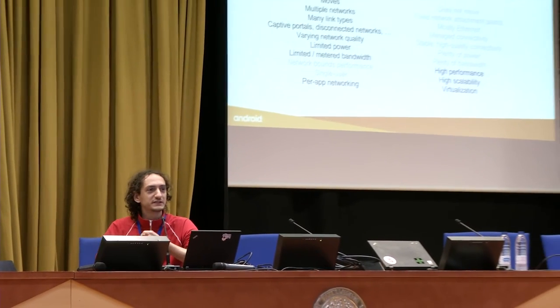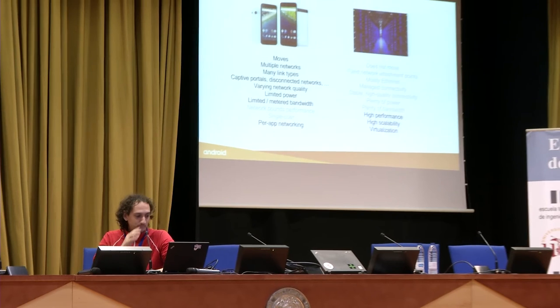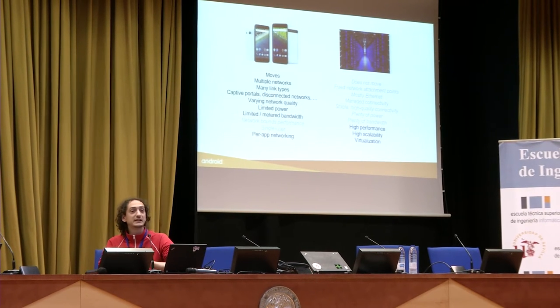The phone is very different from a data center. We do both at Google, so we kind of know. The phone moves all the time. It's connected to networks that have varying quality. It's connected to multiple networks at the same time pretty much all the time. It connects to different link types. It's got to deal with bad networks, low quality signals, fading signals, captive portals, disconnected networks that don't go anywhere, but you need to use them anyway to connect to your wireless printer. It's got lots of power issues. It's got limited bandwidth sometimes. It has to be metered.